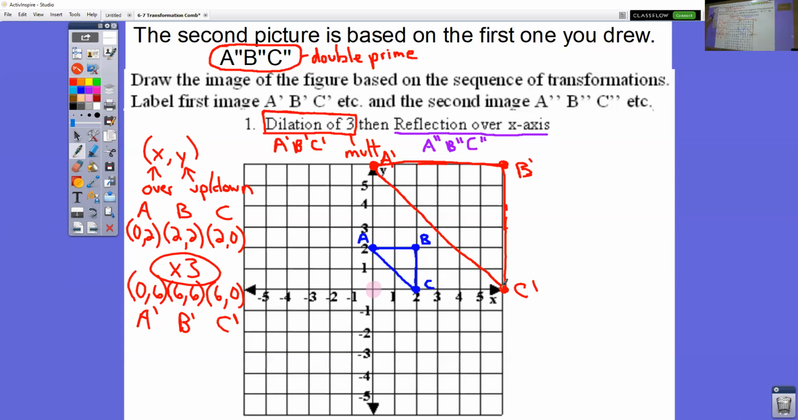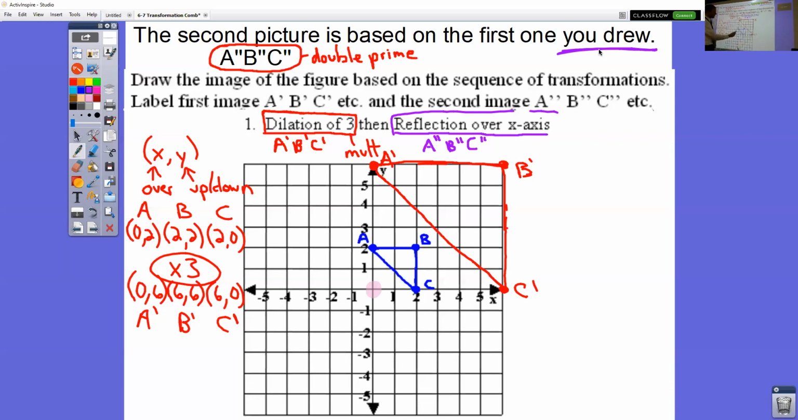So the next thing that we want to do is a reflection over the y-axis. Now, this is very, very important. This is one of the most important things out of this whole lesson. The double primed picture is based off of the single prime picture. So it's based off the one that you drew. So we're not looking at this blue original one anymore. We're done with that triangle. We want to use this single prime triangle, this red one, to do our double prime.